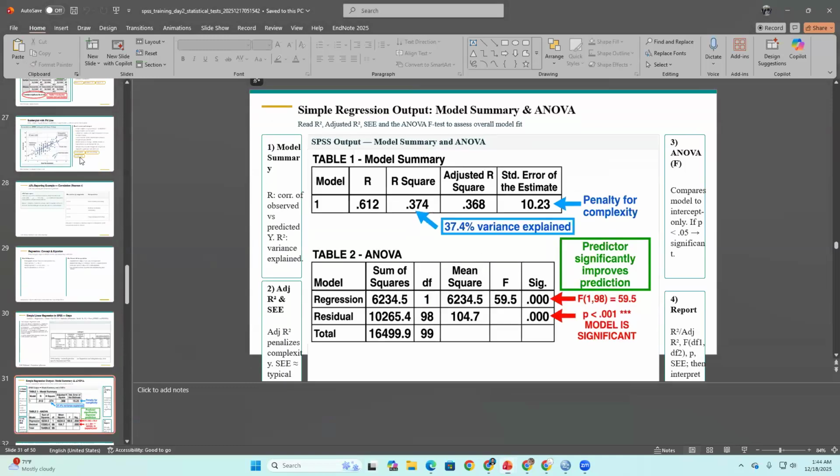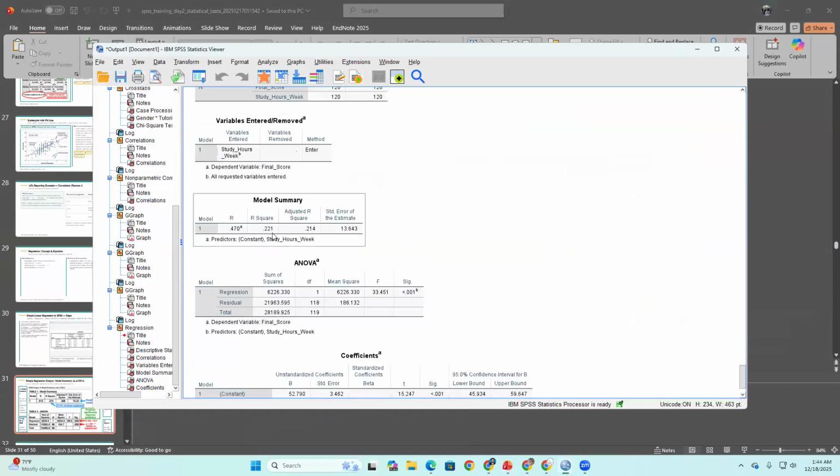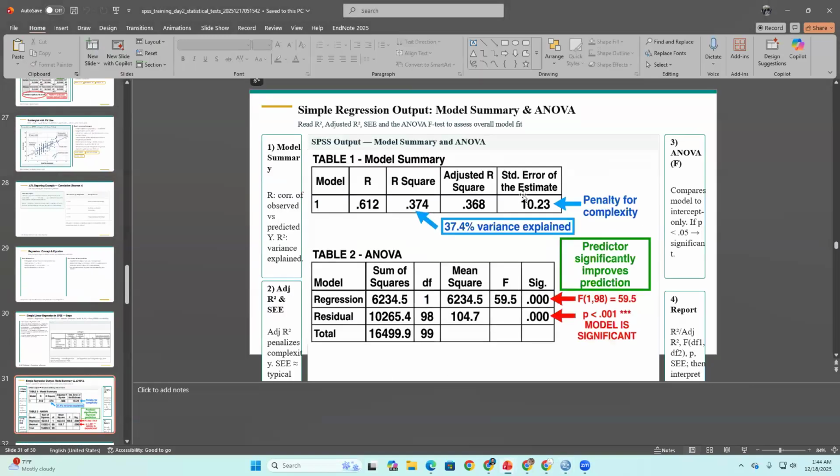Okay, simple regression model. Can you see the R square value? You have it in your SPSS. Here you have the R square value. It explains the variance. What does it explain? Can someone tell? It explains how much the independent variable affects the dependent variable.